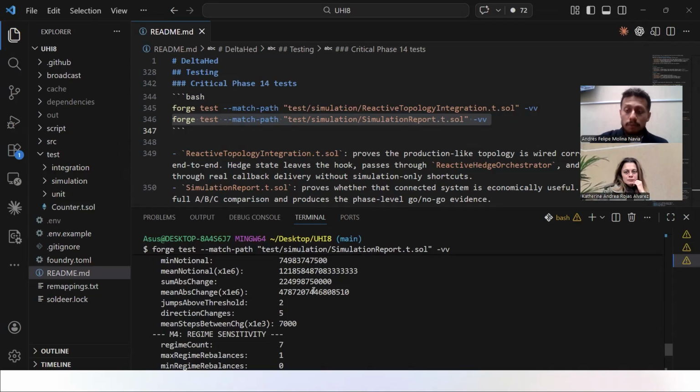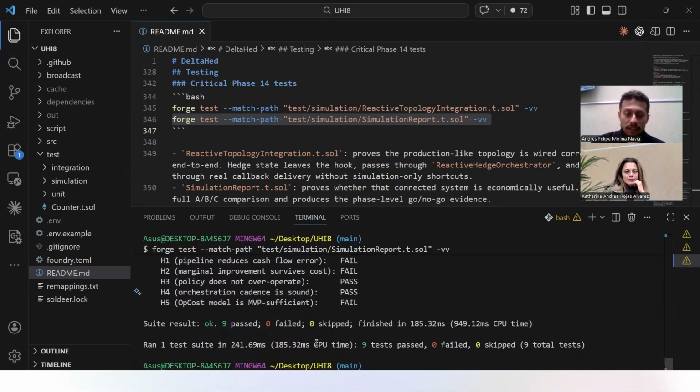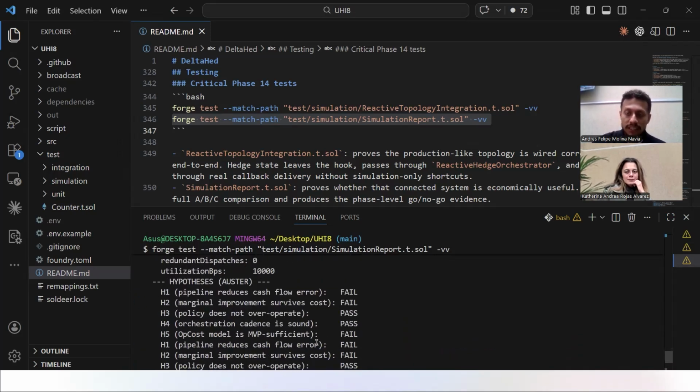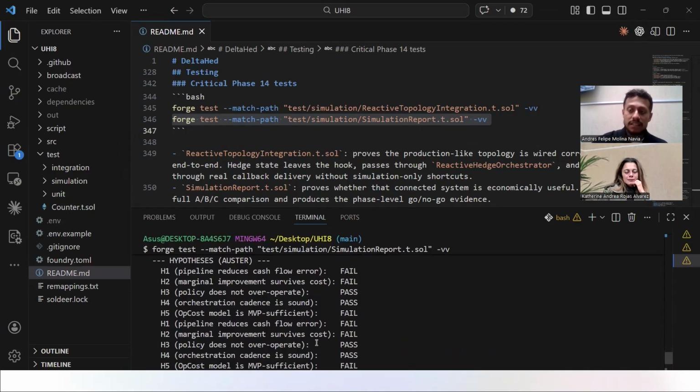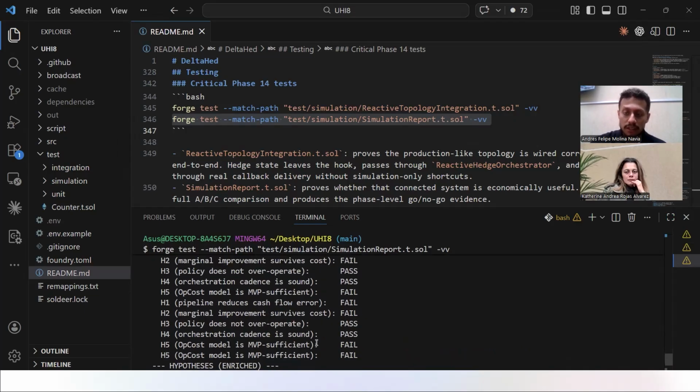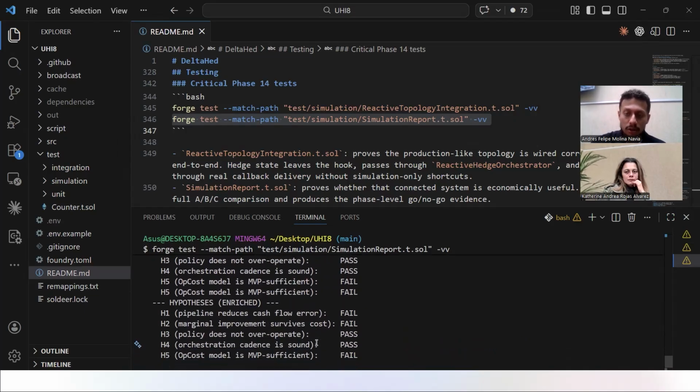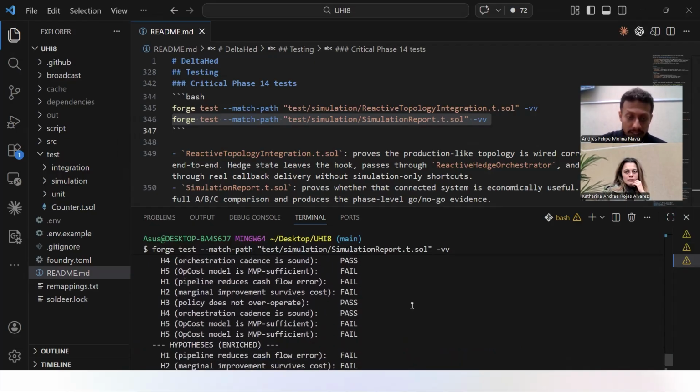Among the results, the reactive topology integration test verifies the handoff between the hook pipeline and the reactive orchestrator. It checks that the reactive network respects the dispatch, cooldowns, redelivers, and observes hedge state. The simulator is the second most important test, which tells us that the model is working and the reactive integration is operational. But the hedge policy is only economically convenient in trending markets, not in mean-reverting markets.